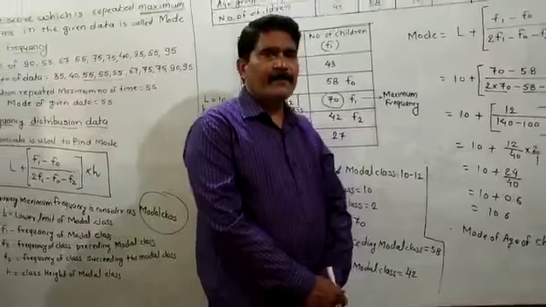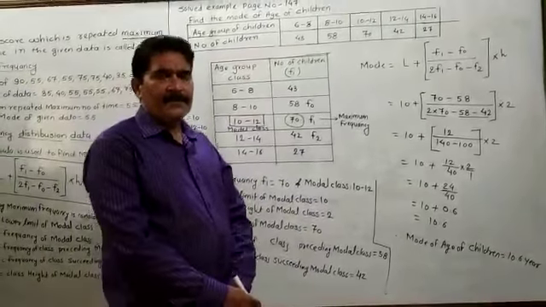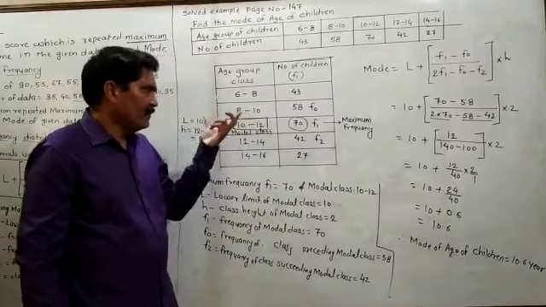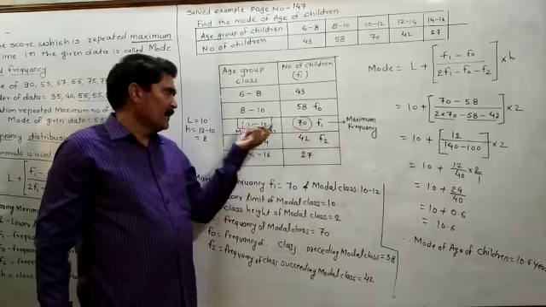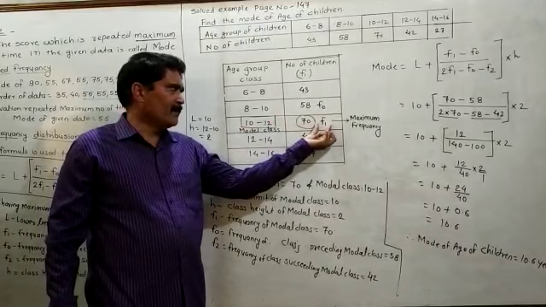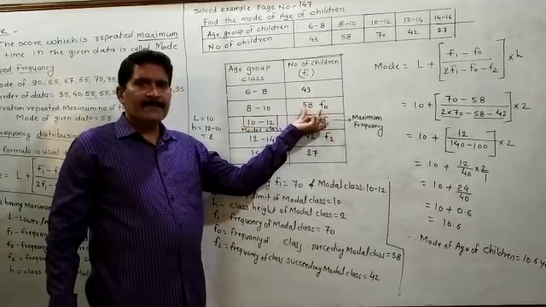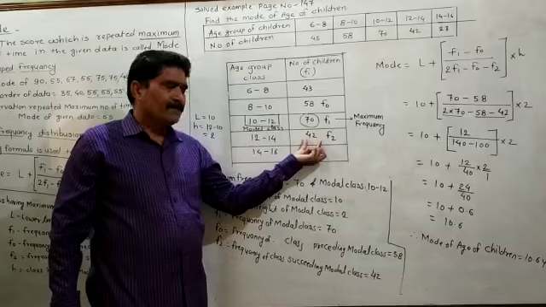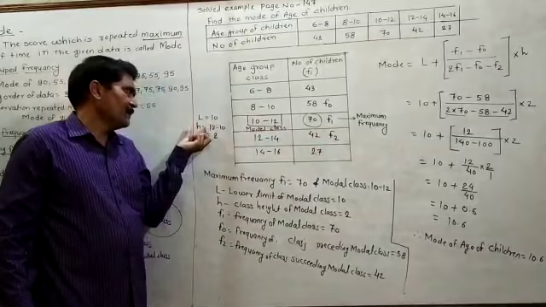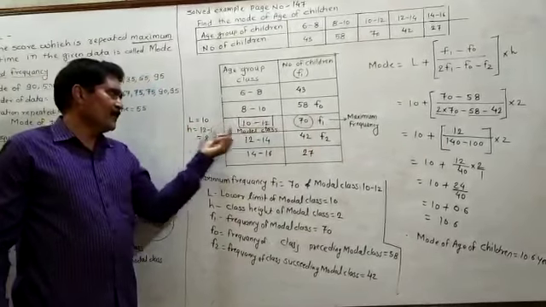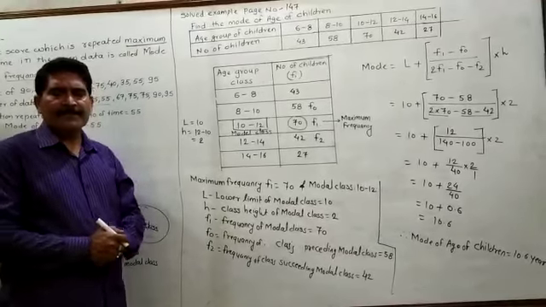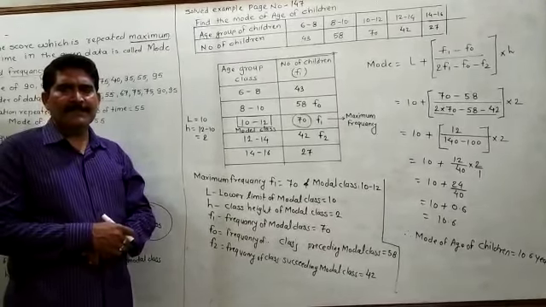In this way, you have to solve this example. I think you understand these things. First of all, you have to search for the maximum frequency. That class is called the modal class. That frequency is called the frequency of the modal class. The frequency preceding the modal class is F0. The frequency succeeding the modal class is F2. And L is the lower limit of the modal class, equal to 10. The height of the modal class is upper limit minus lower limit, equal to 2. In this way, you have to solve this example.